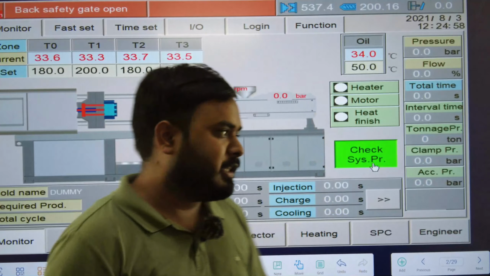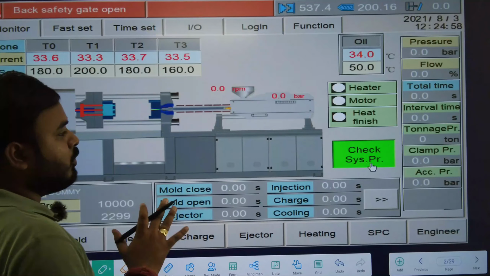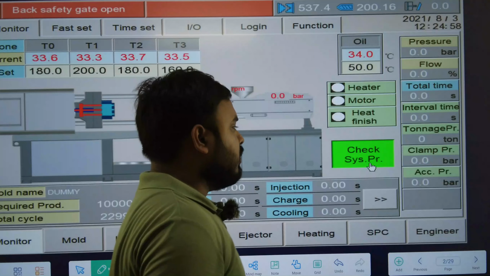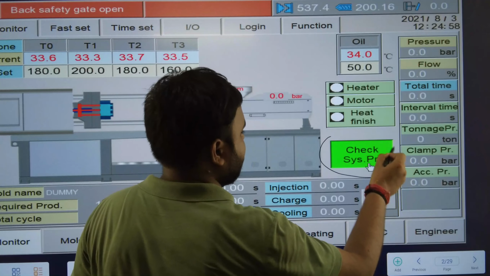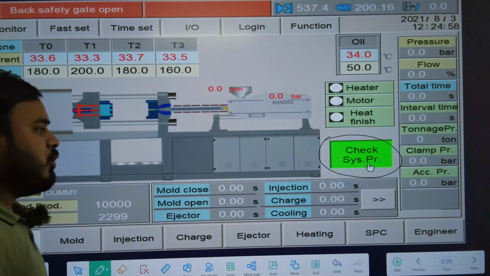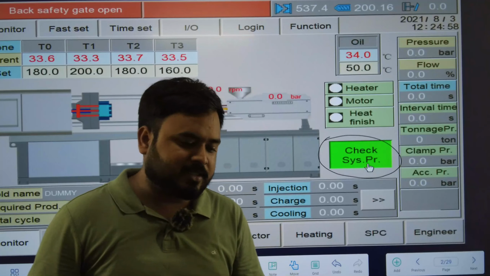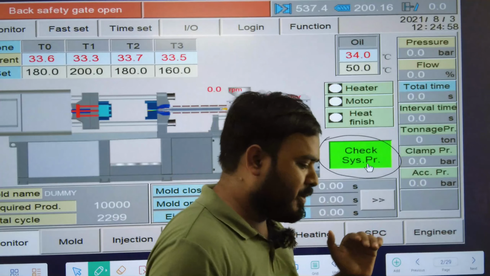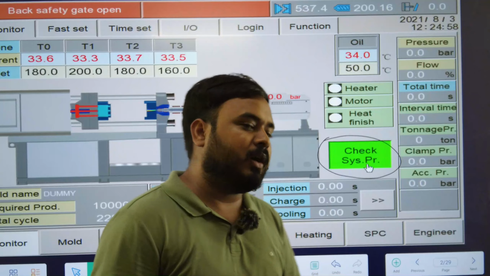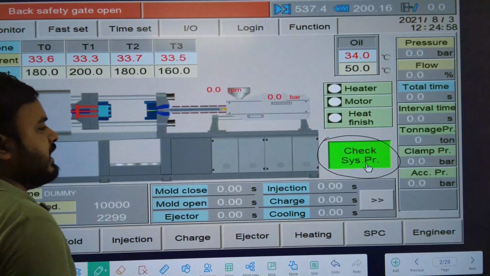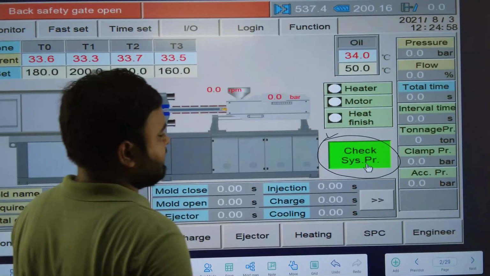So guys, in the previous video I have shown you each and everything about this particular home page. Right now, one setting was there, check system pressure. You can see it here. The system pressure is the injection pressure, the clamping pressure, and all the pressures that accumulate over your machine. To check that pressure, you can click on this check system pressure.